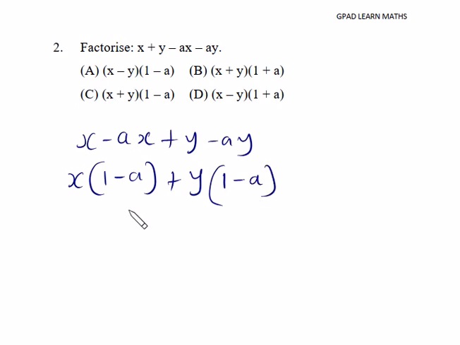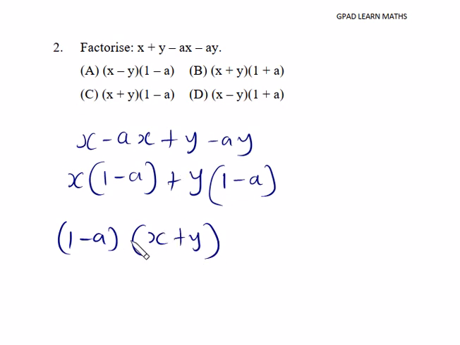So I have this. I have two terms now. This is a term, this is another term. What's common between these two terms? 1 minus a is common. Bring it out again: 1 minus a in bracket, open another bracket, and write x plus y. So this is the answer.